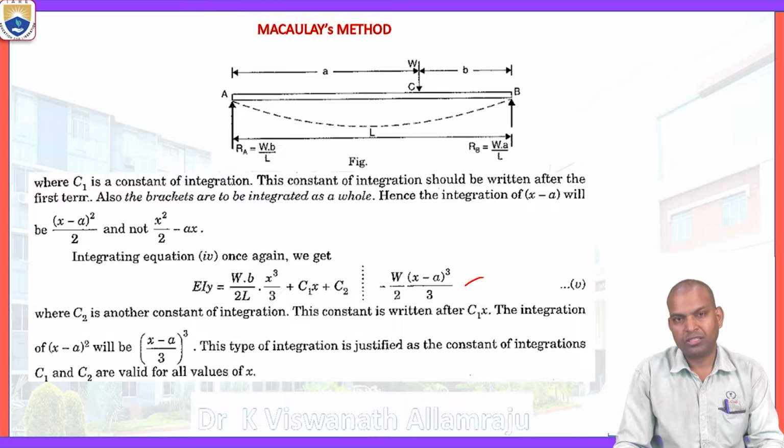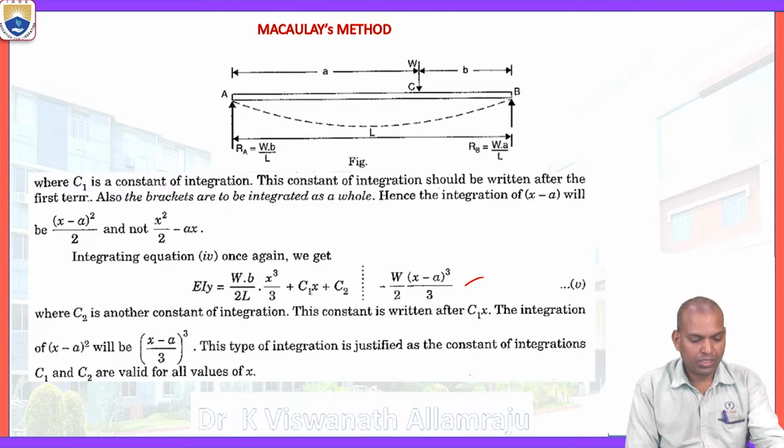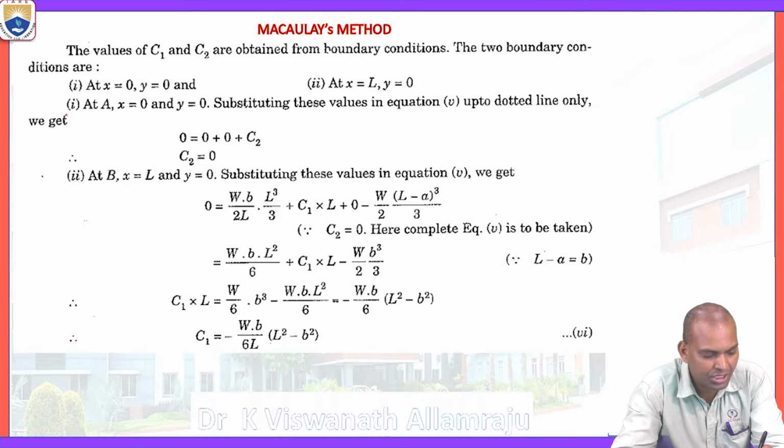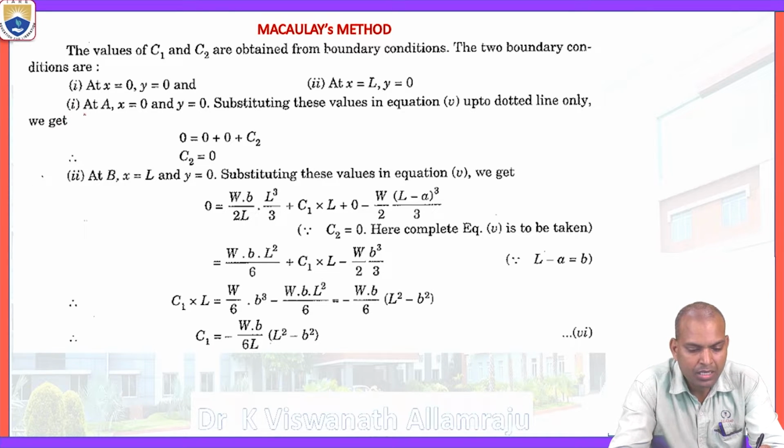How do we find the constants of integration? By using boundary conditions. If we want two constants of integration, we need two boundary conditions. Alright, now let us use the two boundary conditions. The first is at x equal to 0 and y equal to 0.